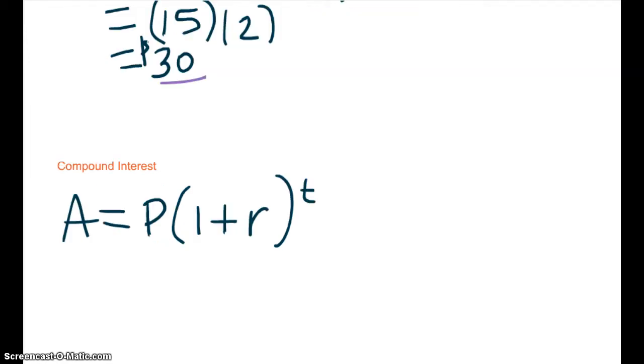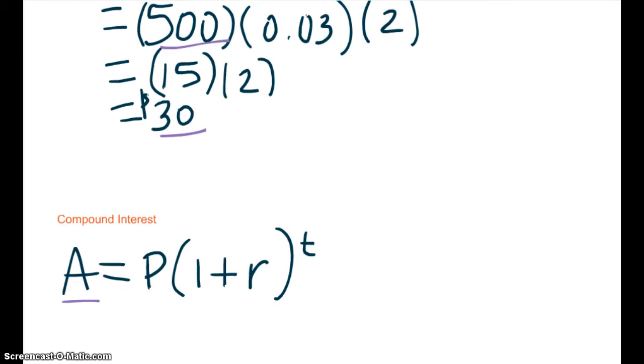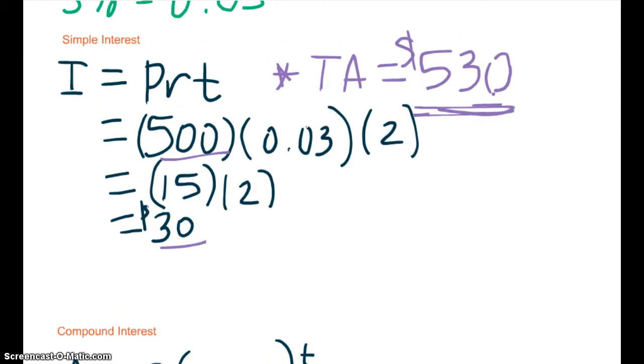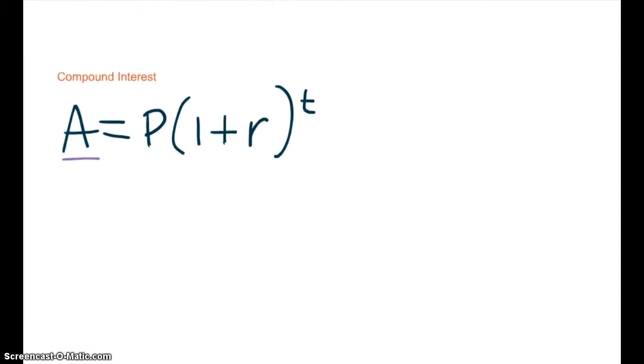Alright, the next thing we need to do is find the compound interest. And here's the formula for the compound interest. And remember that A is the amount that you make at the end. We made $530 here at the end. This formula is going to give us the total amount at the end. Not just the interest, but the total at the end. So we have to multiply the principal.